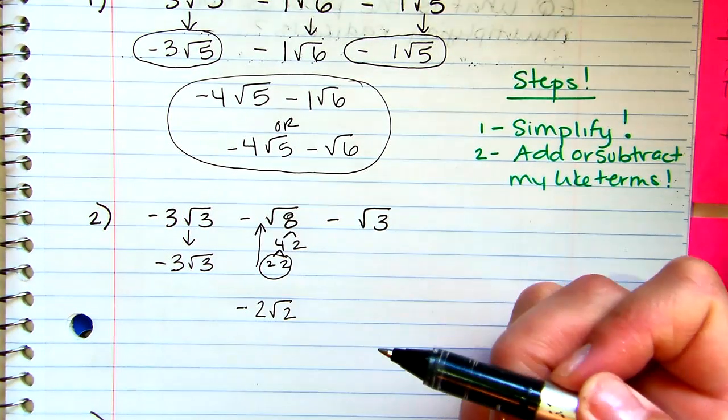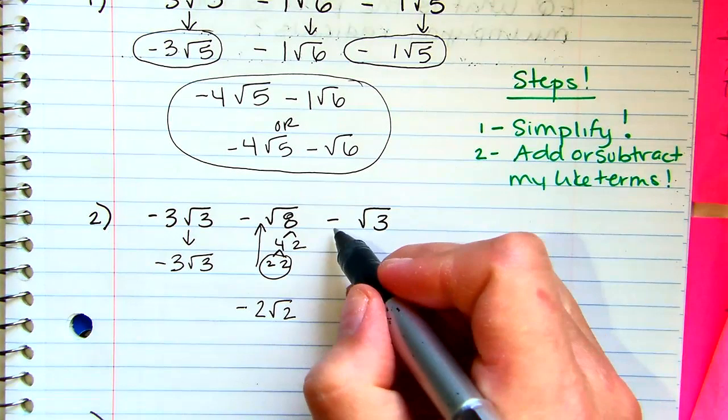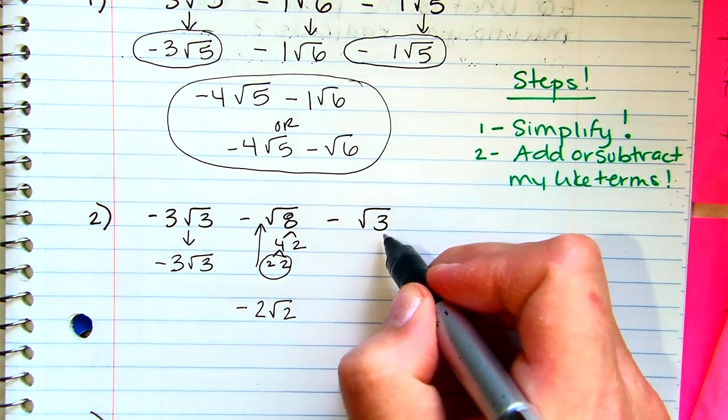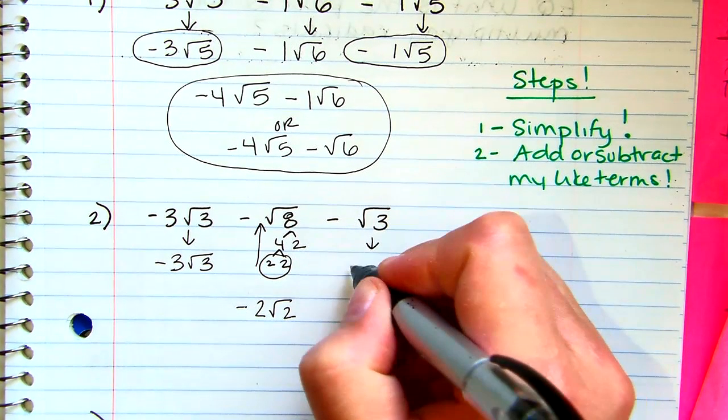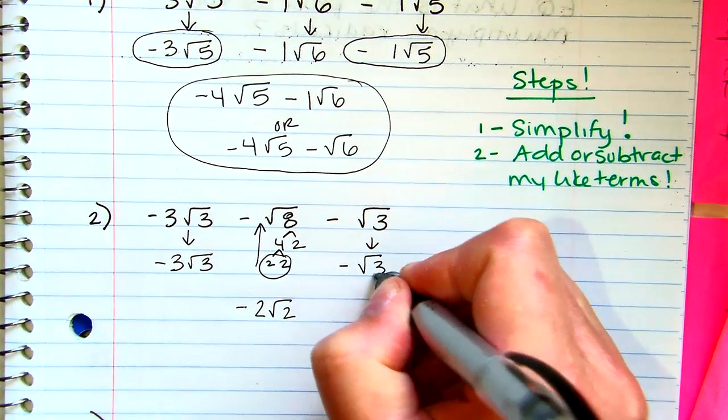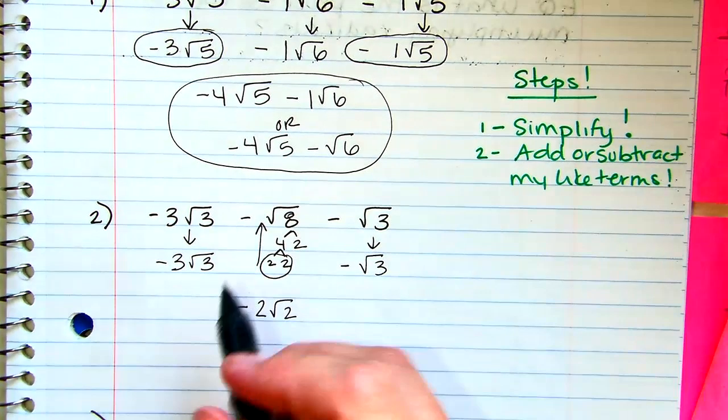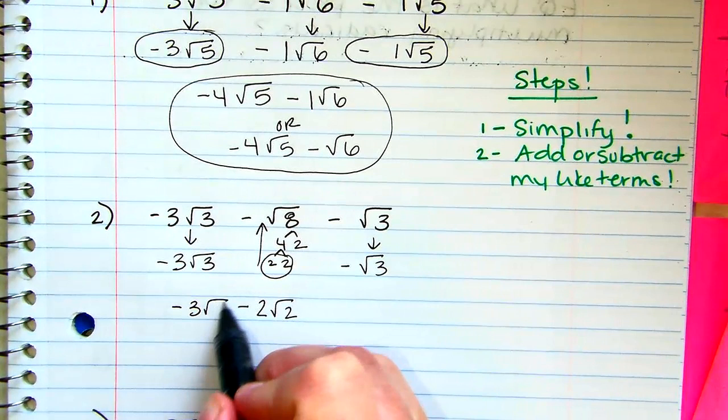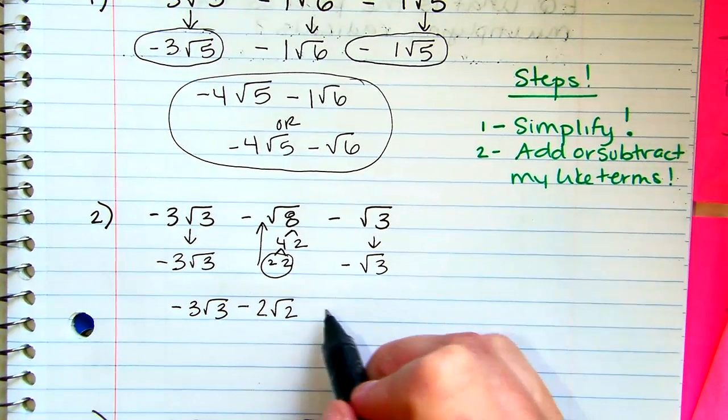And then here I have negative root 3. Once again, can't do anything with it, so I'm going to leave it as is. So altogether, I have negative 3 root 3 minus 2 root 2 minus root 3.